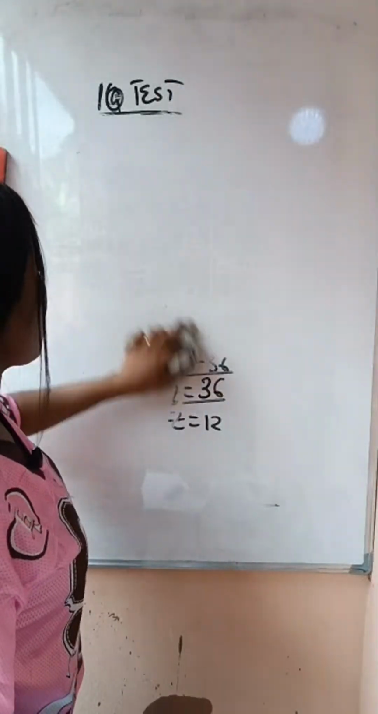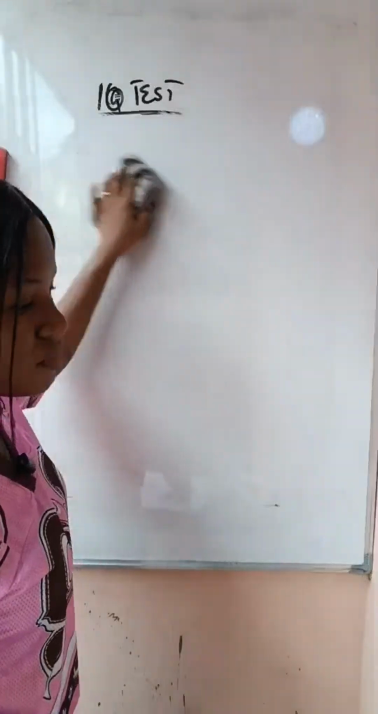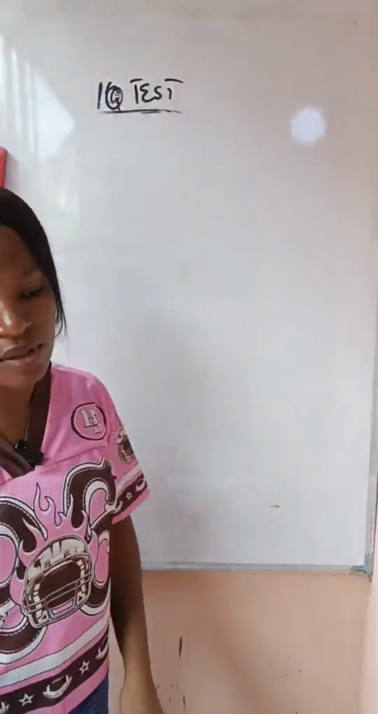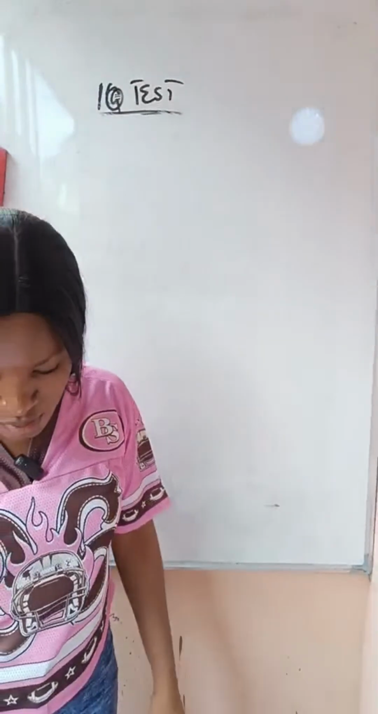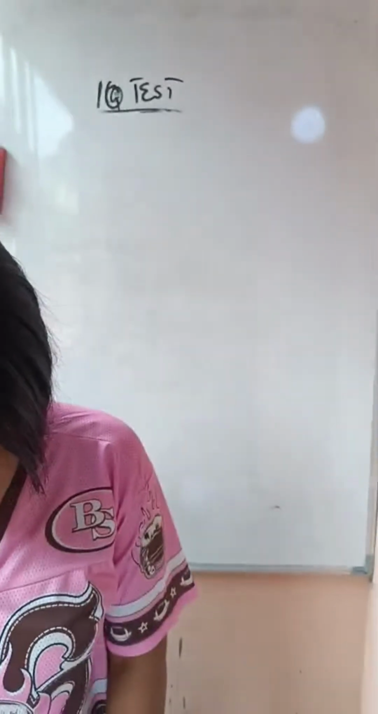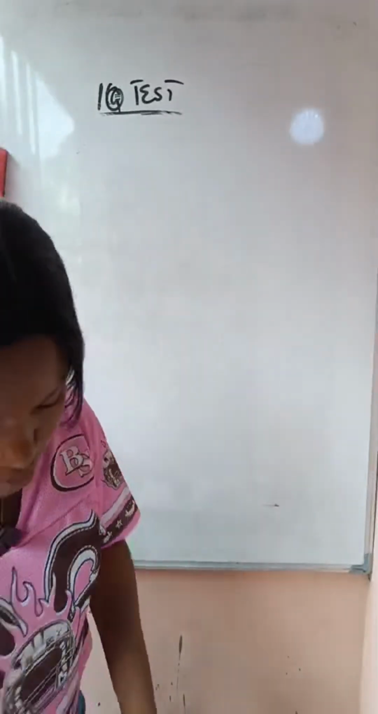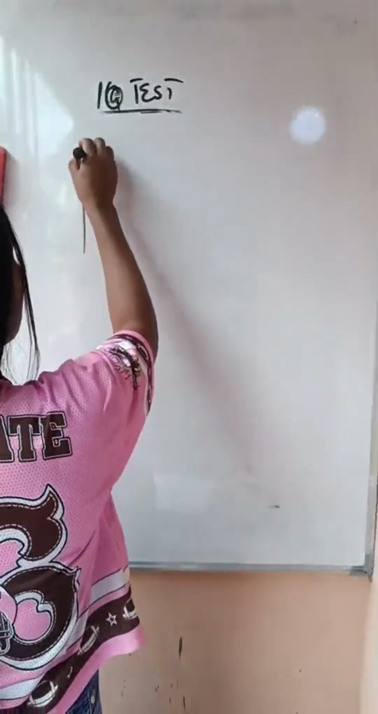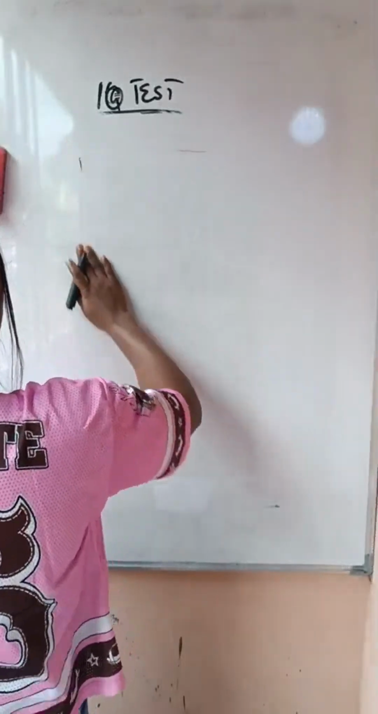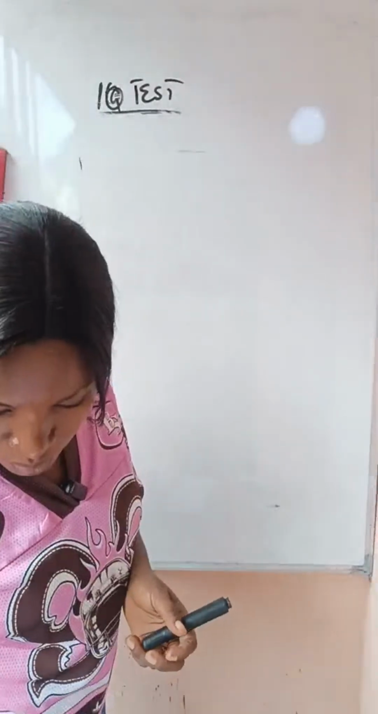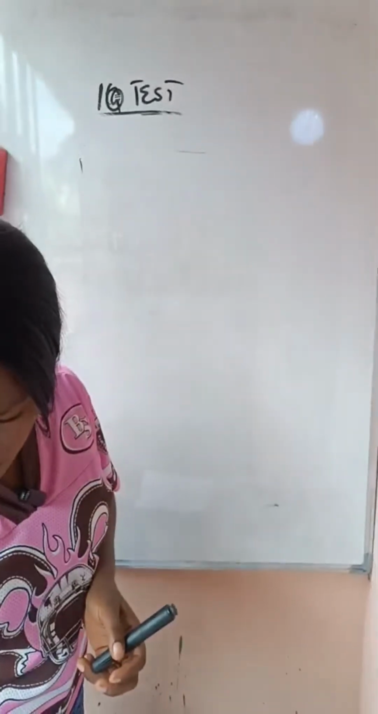Now, another important, lovely IQ test. This one is a 3 by 3 matrix. Let's leave this for now. Let's solve this.